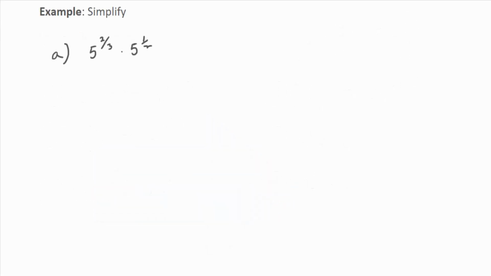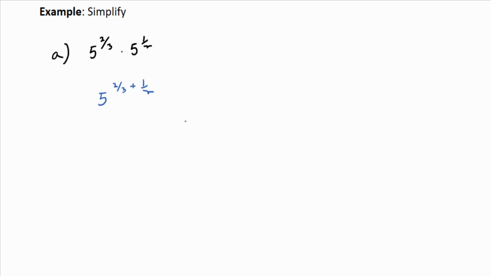So, guess what? The laws of exponents hold if the exponents are written in terms of fractions. Let's try the laws of exponents out on expressions that have fractions in the exponents. In part A, 5 to the 2/3 times 5 to the 1/2. Like bases, we're multiplying, so you keep the base and add the exponents. So you get 5 to the 2/3 plus 1/2. That was property number 1, right?